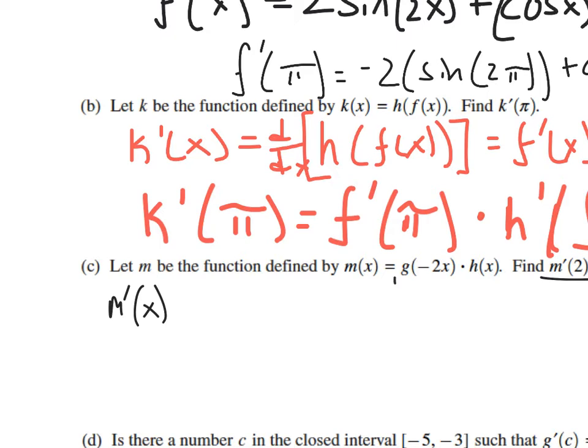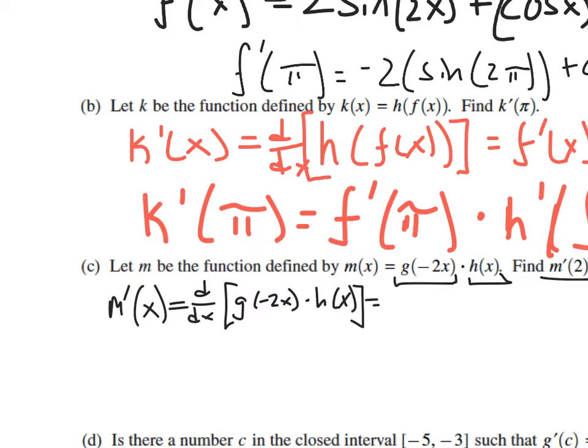Well, we have a g function times an h function. So this is the derivative of that deal, g of -2x times h of x. All right, this is a product rule. So we have the derivative of the first here. Now, to take the derivative of the first, that is a chain rule, because it's not just g of x, it's g of negative 2x.